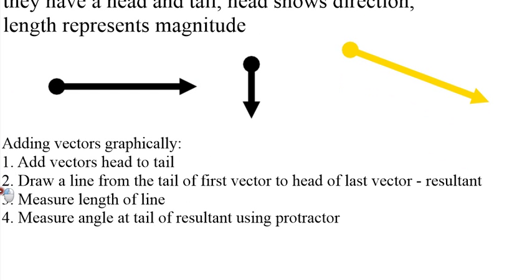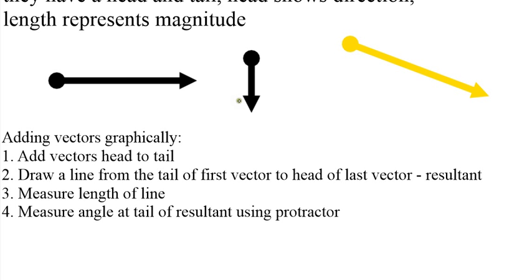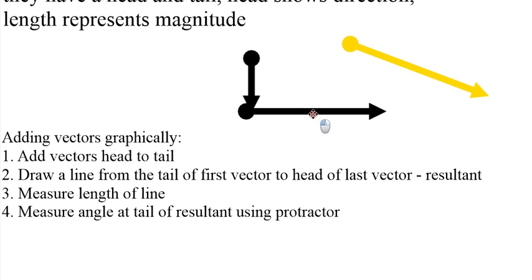So, for example, let's say we want to add these two vectors together. We have 4 steps for adding them graphically. We first need to add our vectors head to tail. In this particular case, I'm not going to be adding more than 2, but you can add as many vectors as you like. I would organize it like this, and the order that you add them doesn't matter, and I'll show you that in just a moment.